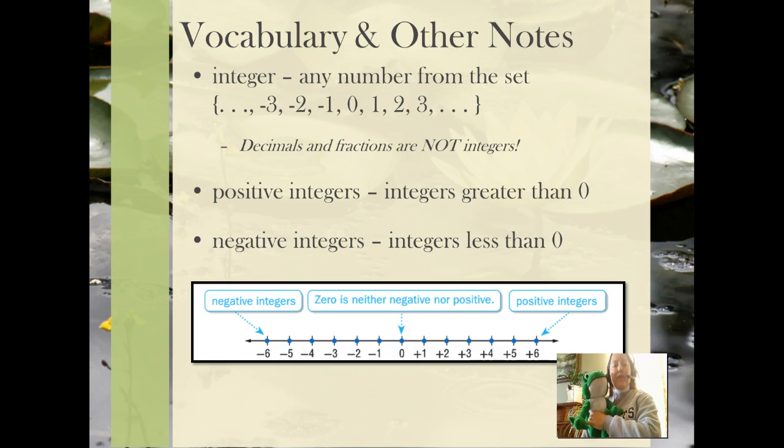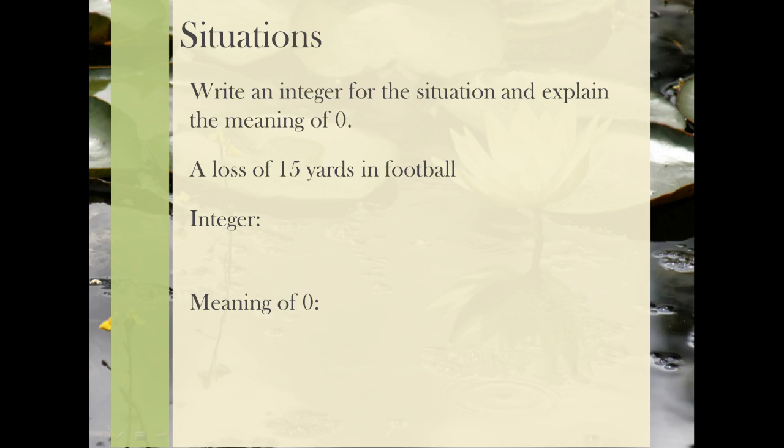Let's take a look at writing some integers. Integers can be used to represent many real-life situations. The first thing we're going to do is analyze a situation and write an integer for it. We also will explain the meaning of 0 relative to the situation.